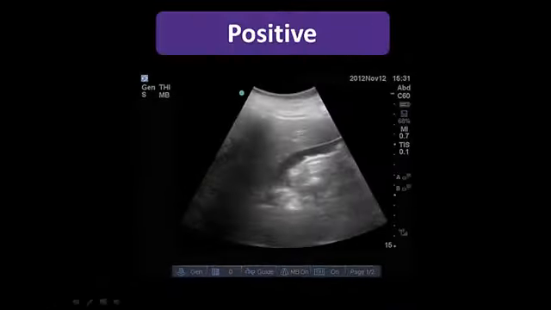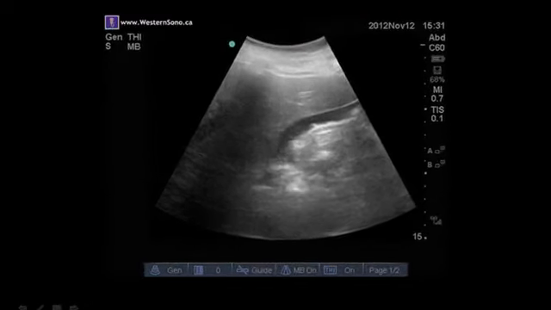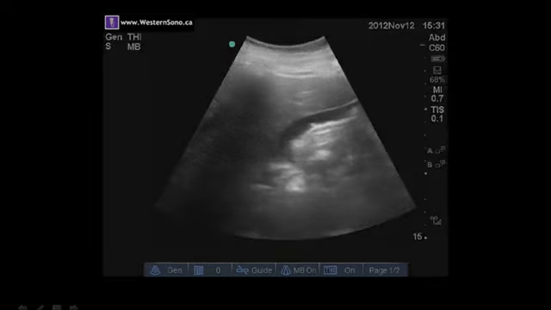Now let's look at some examples of positive images. Free fluid or blood is anechoic and therefore shows up as black on your ultrasound. When sweeping the interface, if you see black where there shouldn't be any, that is a positive scan. Here is an obvious example.